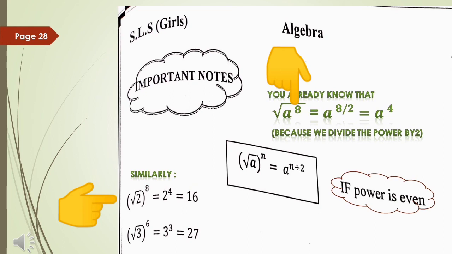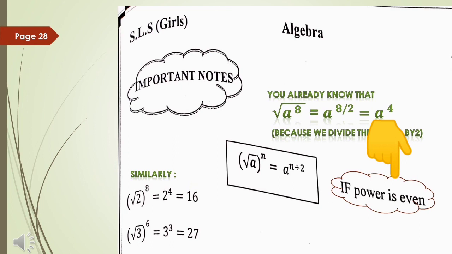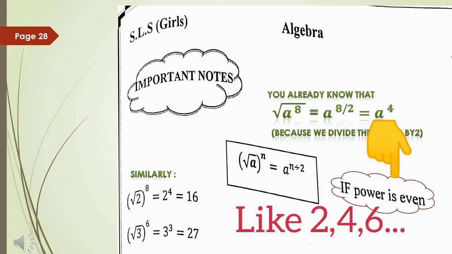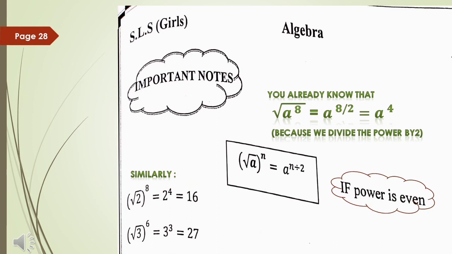Yes, in the first one, the power was under the root. But here, the root is under the power. But we're going to solve it in the same way. We can only do this if the power is even. If the power here is even, then you can divide it by 2. And of course, you divide by 3 if it's a cubic root. But right now, we're talking about the square root, which you can divide by 2 only if the power is even. Then, what if the power is odd? What should we do?